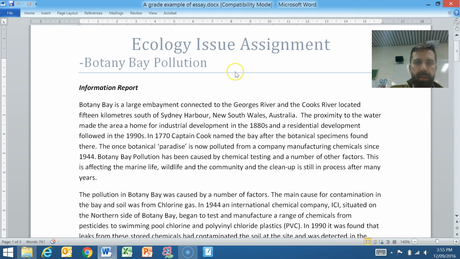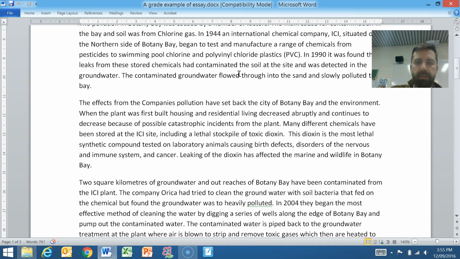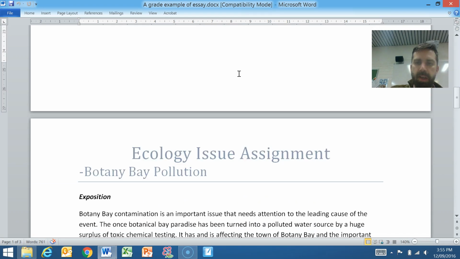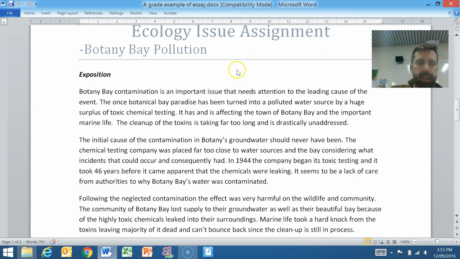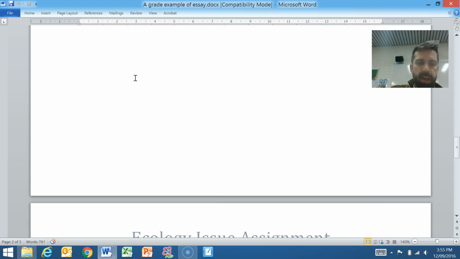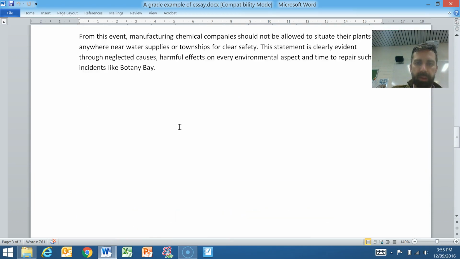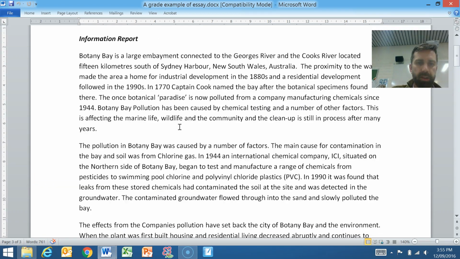So if we just flick through it quickly, they've done 1 page roughly for their part A, which is the information report. And then they've done a second page with their exposition, so this is their argument. And then on their last page, they've done their bibliography. And I'll get to that in a minute. I think they needed to do some more detail in this bibliography, particularly with the evaluation. But let's just go back to the first page and have a quick look.